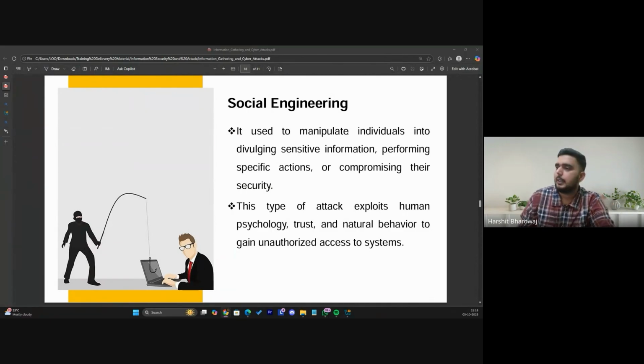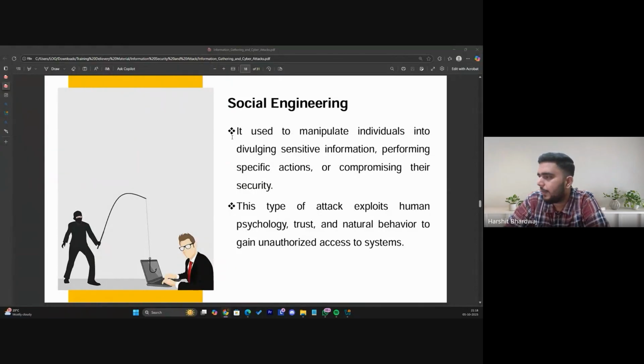Right. So we start with social engineering. It is used to manipulate individuals into divulging sensitive information, performing specific actions, or compromising their security. Again, social engineering is nothing like we discussed phishing yesterday, right? So phishing is a type of social engineering only. In social engineering, what we do, we exploit human psychology. You try to gain somebody's trust, and you try to exploit it basically.